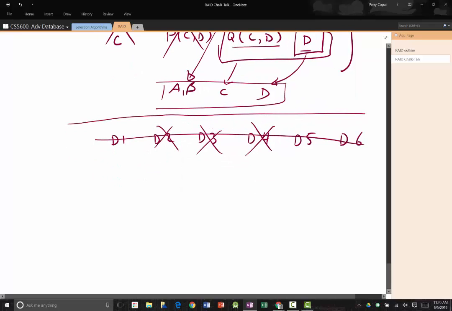So let's talk through them real quick. First, space is pretty easy. It's times n minus 2, where n is the number of disks. Same thing with performance, in both reads and writes, just like in RAID 5, but it's times n minus 2.